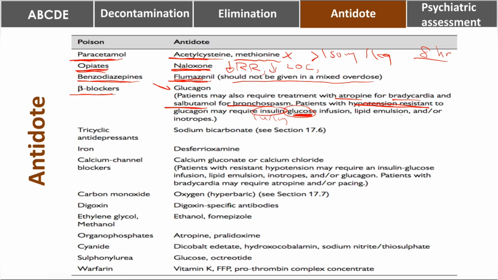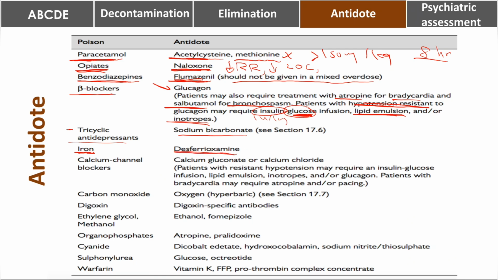If the patient is in cardiac arrest, you may also give lipid emulsion, which is most of the time not available in most emergency departments. You also give inotropes to support the heart. Coming to tricyclic antidepressant, I will talk in more detail about it later, but the antidote is sodium bicarbonate. Iron. In iron overdose, you give desferoxamine.